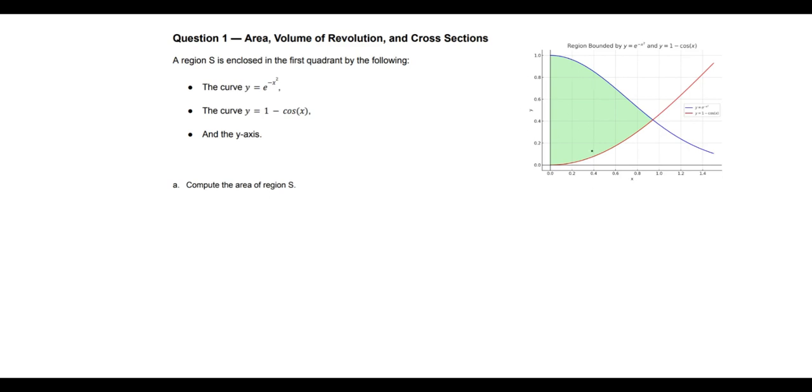It's always nice if you have a graph like this because when you're doing these problems, you really want to think about the integral top minus bottom. So if you look over here, the top function is the e to the negative x squared function, and the bottom function is the 1 minus cosine x. So when we go to do our integral, it's going to be e to the negative x squared minus 1 minus cosine x.